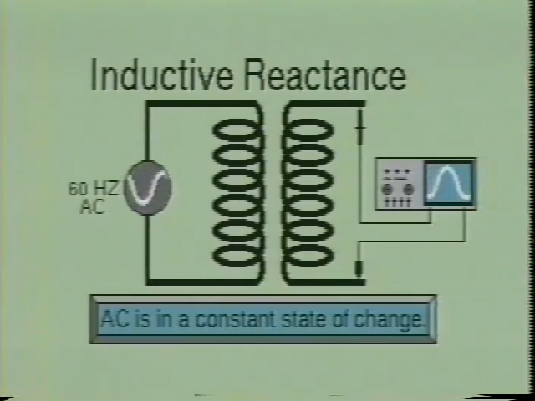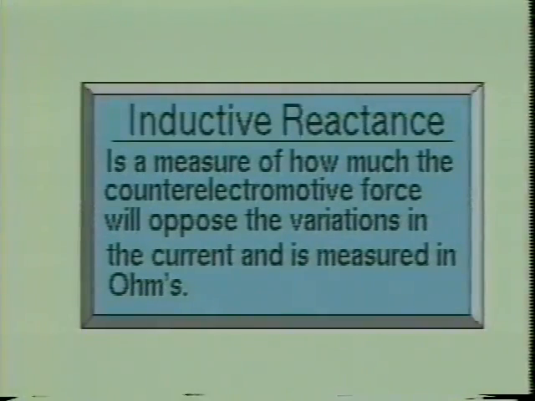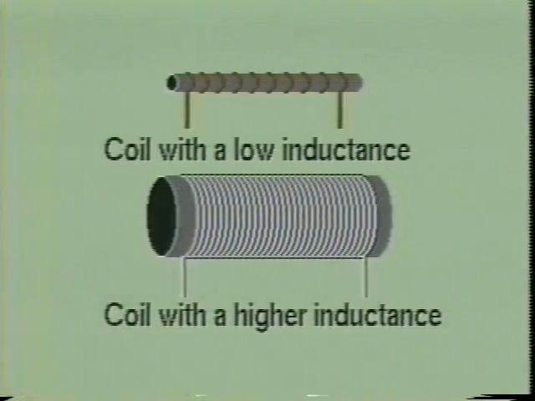As was discussed and shown earlier, inductance is the property of a circuit which opposes any change in current and is measured in henries. Inductive reactance, on the other hand, is a measure of how much the counter-electromotive force will oppose the current variations. This opposing effect of the reactance is measured in ohms. The inductance of a coil will not change. If the coil has a value of 1 Henry, it will be 1 Henry whether it is used in a 60 Hertz circuit or in a 2 megahertz circuit.